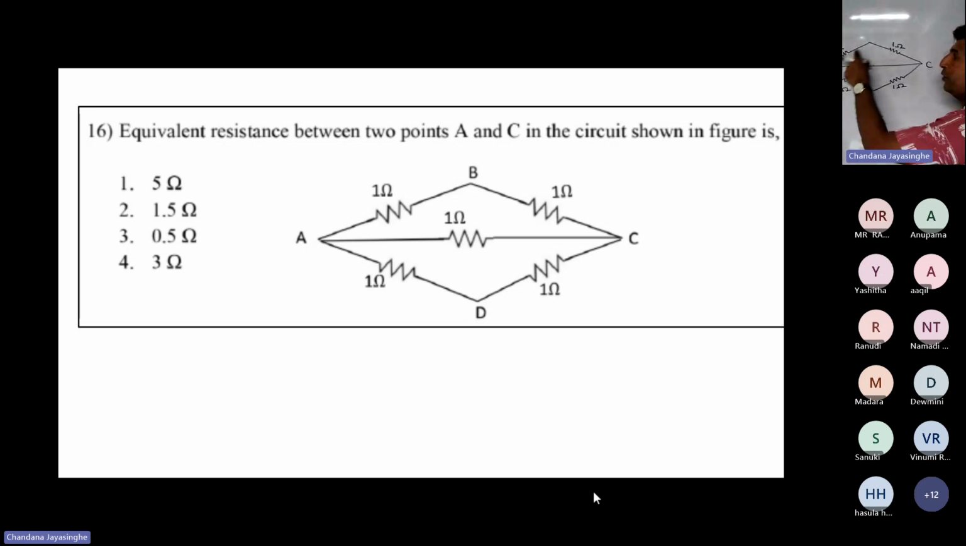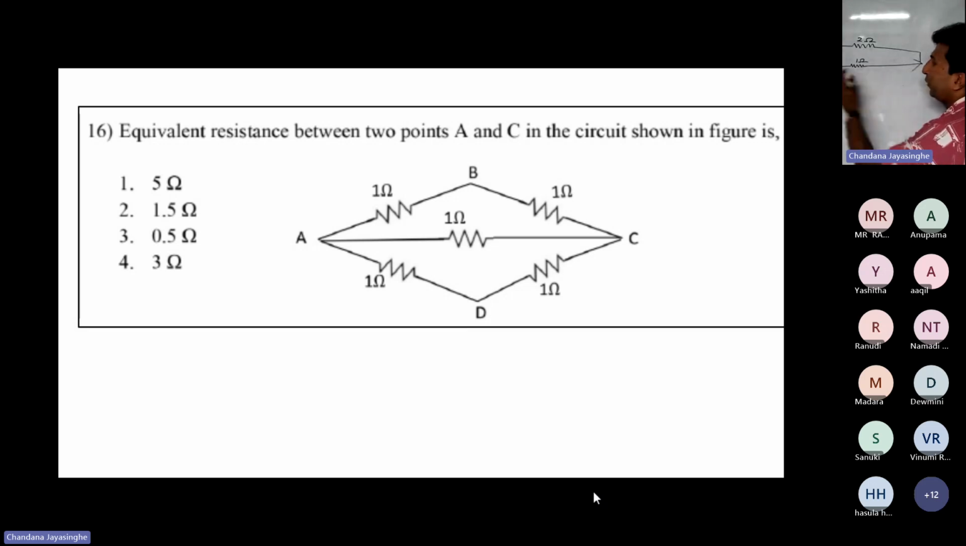Parallel or series? Series. So here we use the equation R equals R1 plus R2. That means the sum of the two. Finally, the total R1 plus R2 means the sum of the two ohms. Here also we can find the equivalent resistance in a series connection: R equals R1 plus R2.